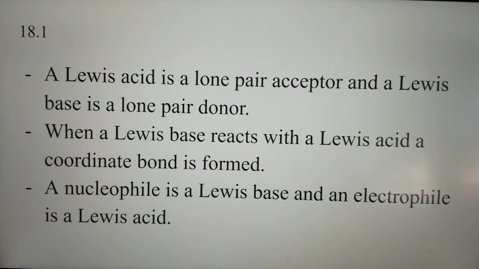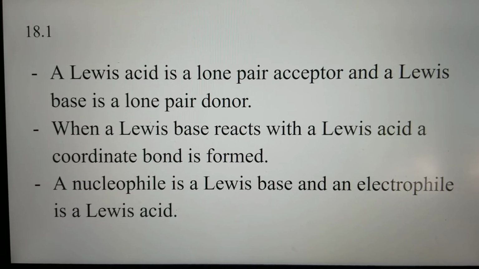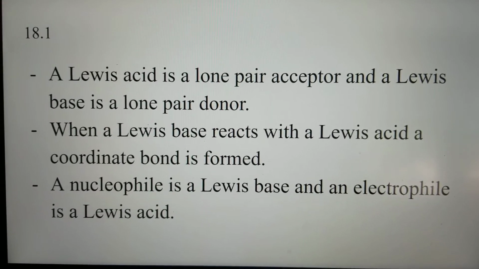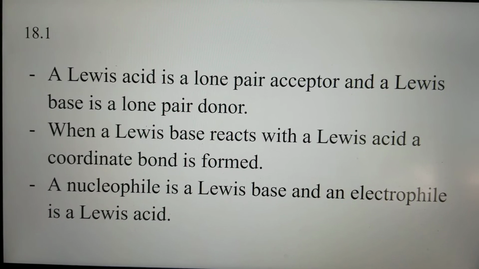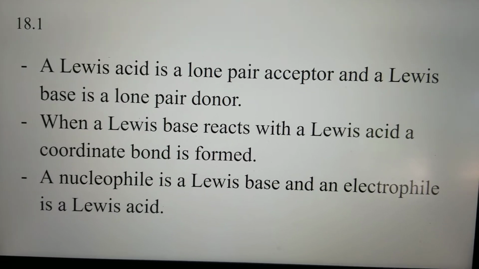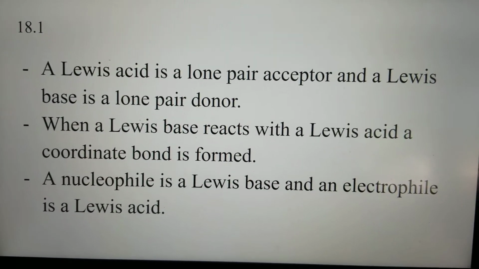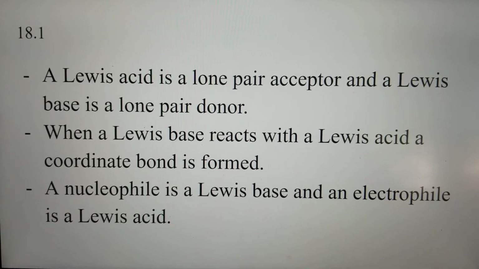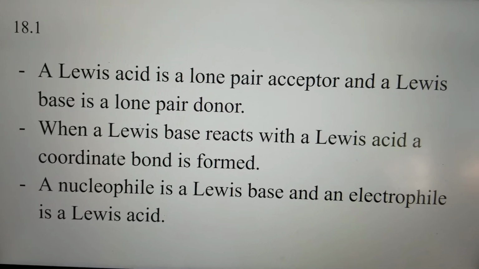So we've talked about Lewis acids in the past. So you have to know that a Lewis acid is a lone pair acceptor, and a Lewis base is defined as a lone pair donor. So we're talking about lone pairs of electrons, right? When a Lewis base reacts with a Lewis acid, a coordinate bond is formed. It's called a coordinate bond, and we've talked about those before as well, if you recall.